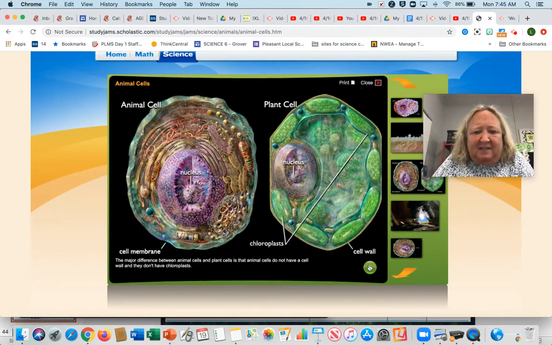All right, as I said, the plant cell is just a little bit different. The main thing, and we'll talk more about this tomorrow, is that the plant cell has what's called a cell wall around the outside of it, which gives it extra protection. And then, of course, the plant cell has chloroplasts, which allow it to complete the process of photosynthesis.